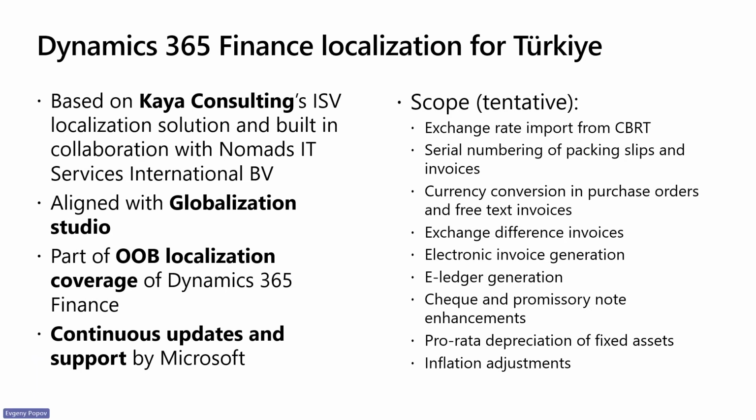And on the right side of the slide, you can see the tentative scope of the solution, which is similar to the Türkiye Consulting solution scope with some exclusions and some additions, such as electronic invoicing generation. We will provide the possibility to generate electronic invoices in a generic required format. Note that not all of these capabilities are included in the public preview scope, and some of the capabilities may also be excluded from the out-of-the-box localization solution when it's made generally available. So please stay tuned to this.